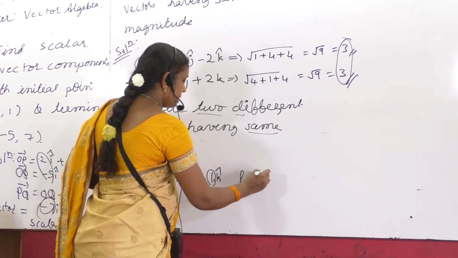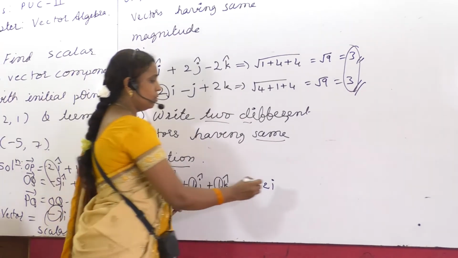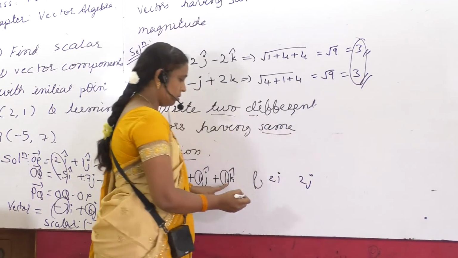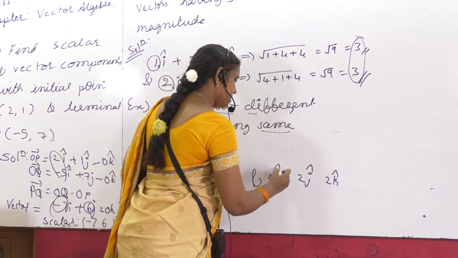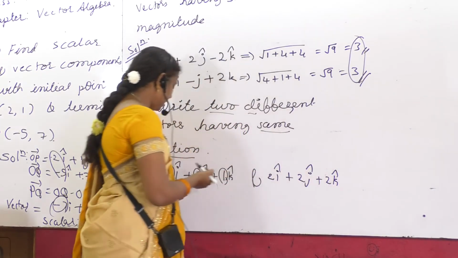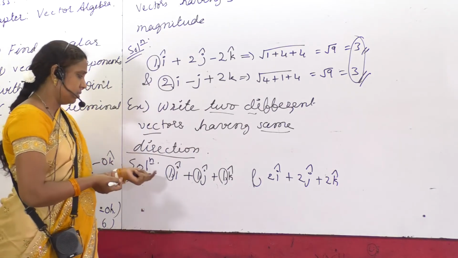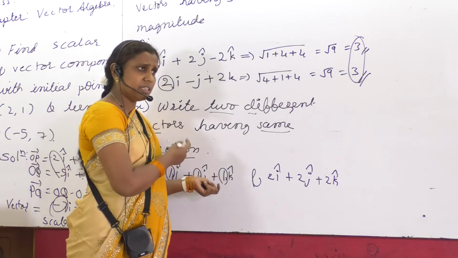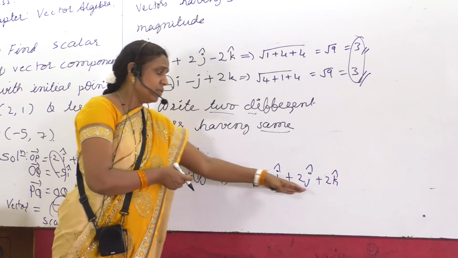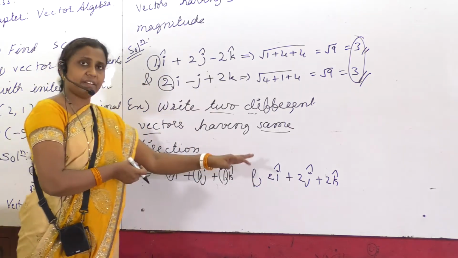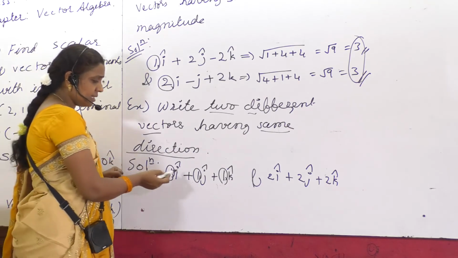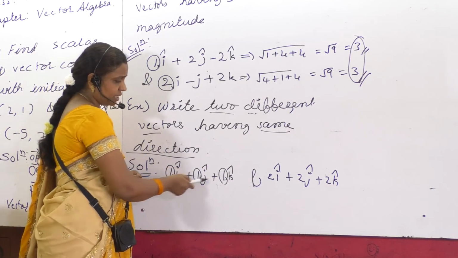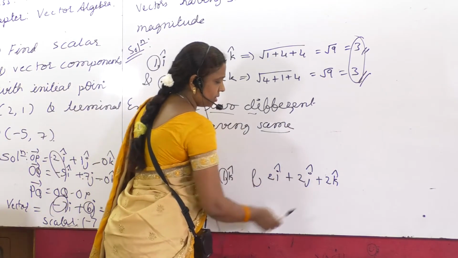1 into 2, I will take 2i; 1 into 2, 2j; 2k. So if your question is, Madam, can we take 3? Yes, you can. 3i plus 3j plus 3k. You can just make the pair with that. So these are the two different vectors which are going in the same direction. See, plus plus ijk, plus plus ijk.